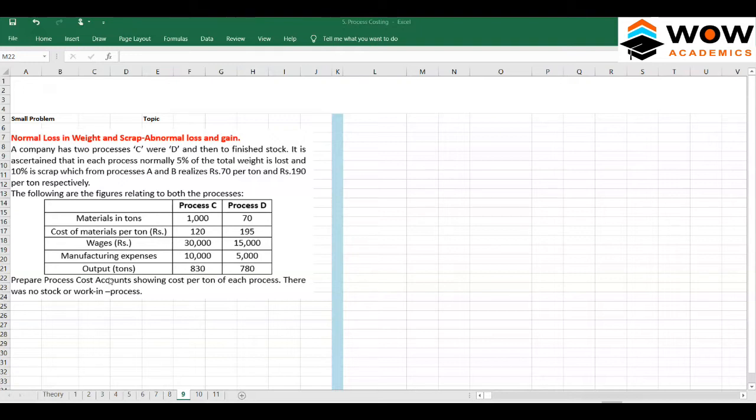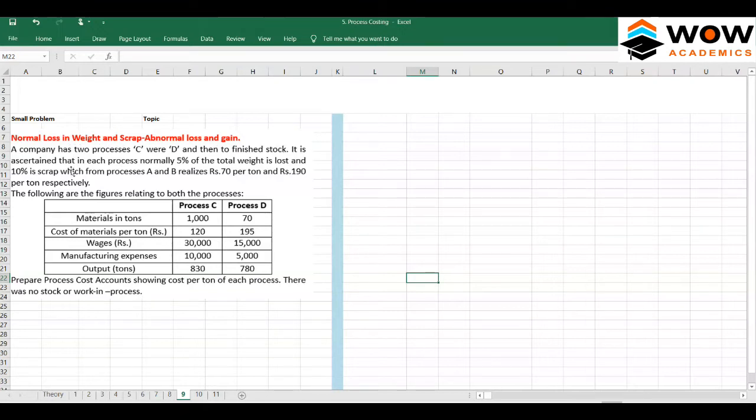So we'll start from this problem. In this problem, we have a normal loss in weight and scrap, which is abnormal loss and gain. This is going to be a combination of all the sums we have tried previously. Prepare process cost accounts showing cost per ton of each process. There was no stock or work in progress before. A company has two processes, C and D, and then to finish the stock.